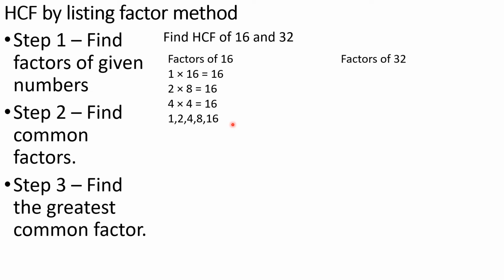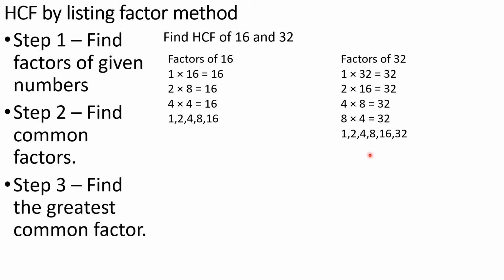Now let us see the factors of 32. 1 32s are equal to 32. Then 2 16s are equal to 32, and 32 is not divisible by 3 because 3 plus 2 equals 5, but it is divisible by 4. 4 8s are 32. Then 8 4s are 32. Now 4 8s and 8 4s are repeating. That's why we will stop here and arrange these factors: 1, 2, 4, 8, 16 and 32. So these are the factors of 32.